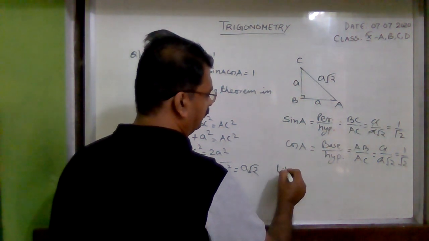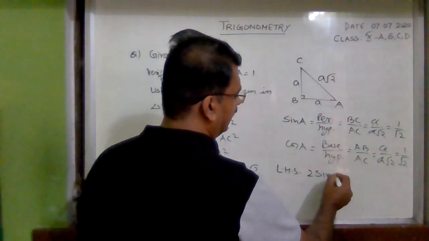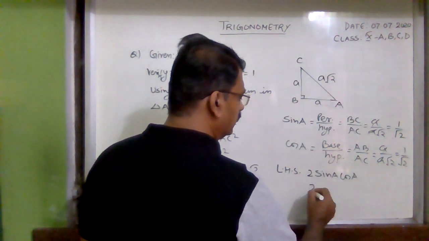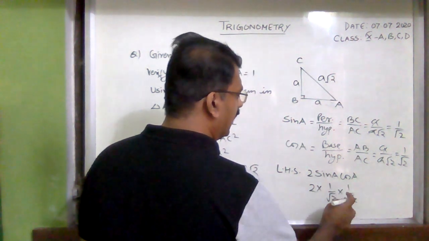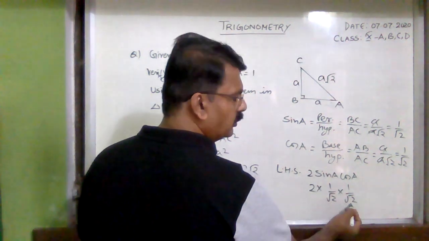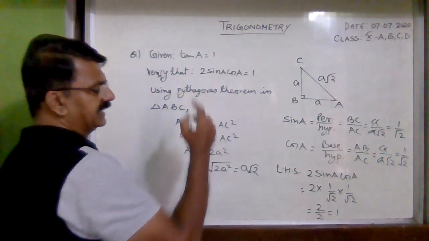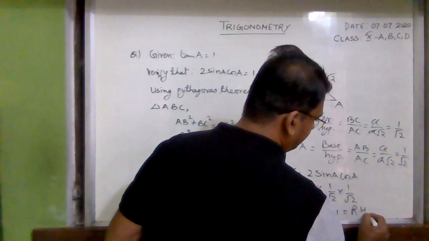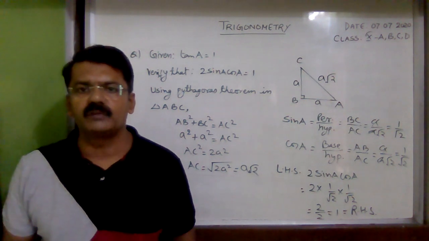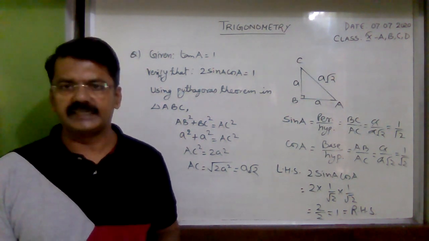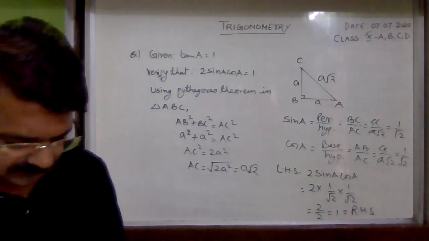Now the left hand side of the expression that we have to verify is 2 sin A cos A. That is 2 into sin A, which is 1 by root 2, and cos A, which is also 1 by root 2. Now root 2 into root 2 gives you 2. That means 2 upon 2, that is 1, and that is the right hand side. So we have verified that the left hand side is equal to the right hand side. Clear? Now we will do the next question.